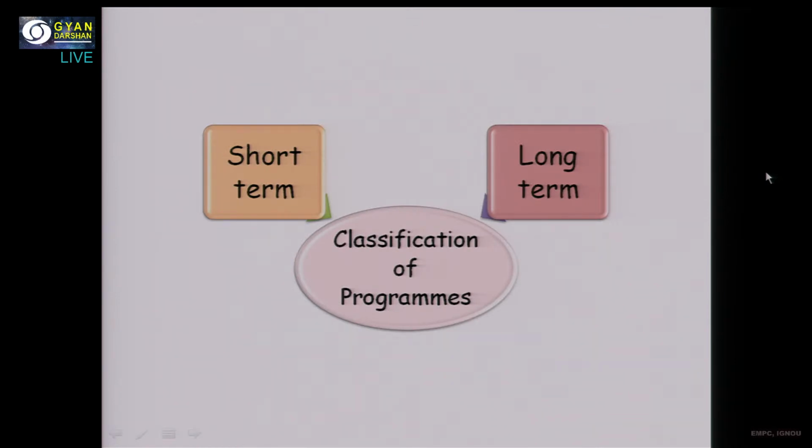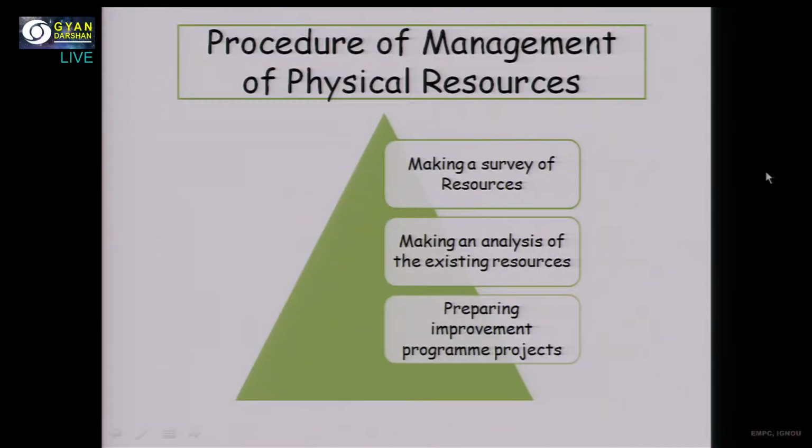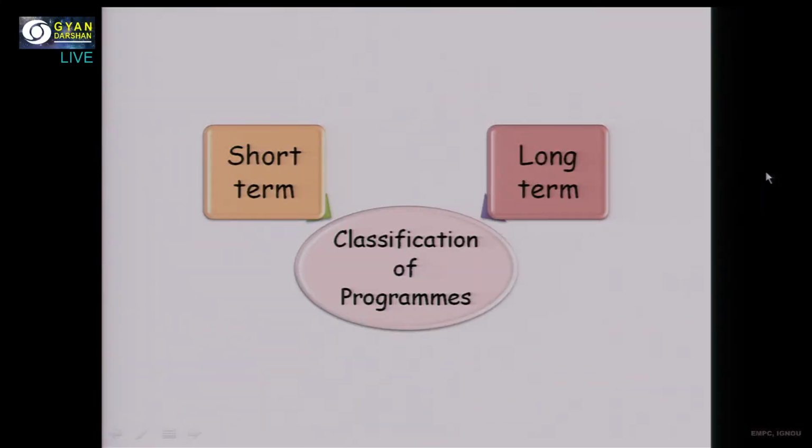Then comes the third thing that we have stated, the important thing, preparing improvement program projects. When we think of preparing improvement program projects, what is important? First, we have to think what type of programs are important. There we can classify the programs into two: short-term projects and long-term projects. In any institution, whether educational or non-educational, such type of goals should be there, that should be achieved within a shorter period, and that should be achieved for a longer period.